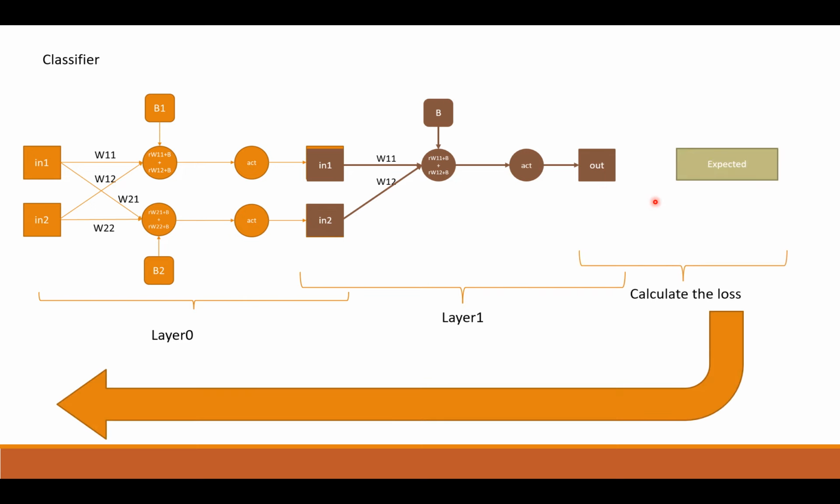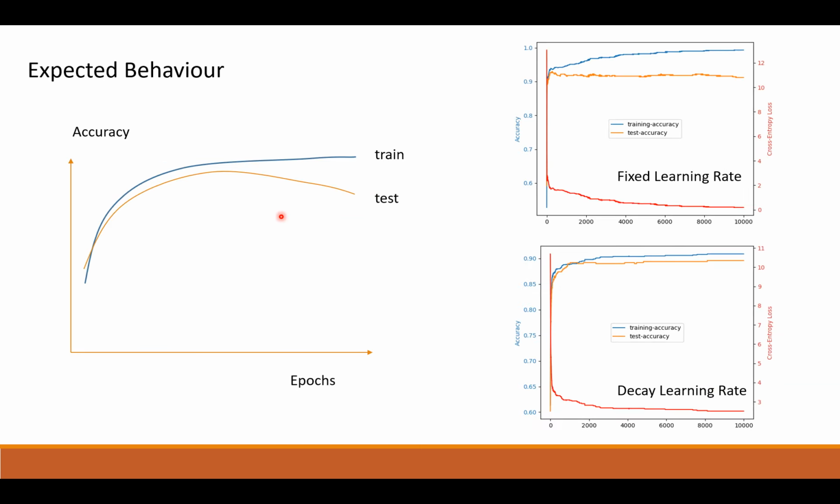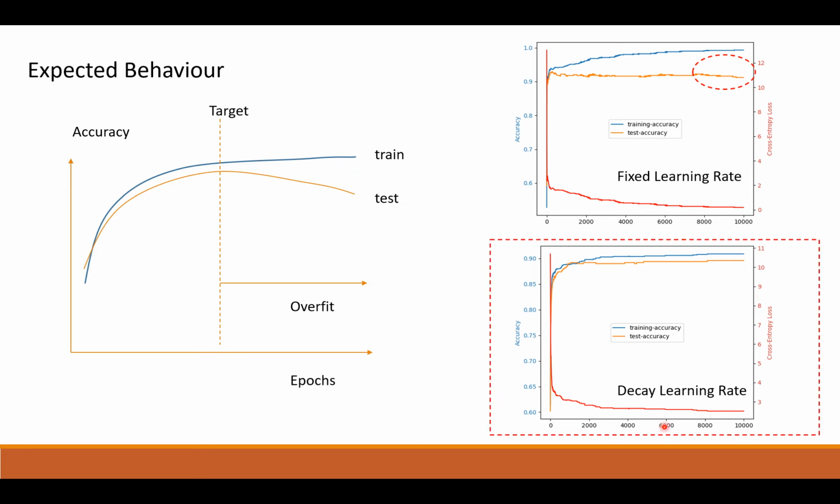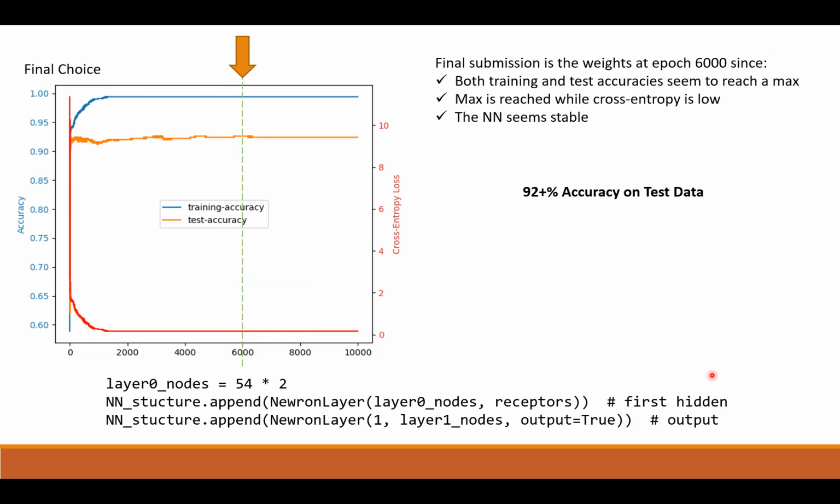Using the known classification of the data, you can then calculate the loss, and from the loss initiate the gradient descent to update and train the network. And thus I trained the network using the training data and monitored the accuracy of the training data and test data on the network in order to avoid overfitting. Overfitting was mostly of an issue with fixed learning rates, whereas less of an issue with decayed learning rates, and I finally applied decayed learning rates.